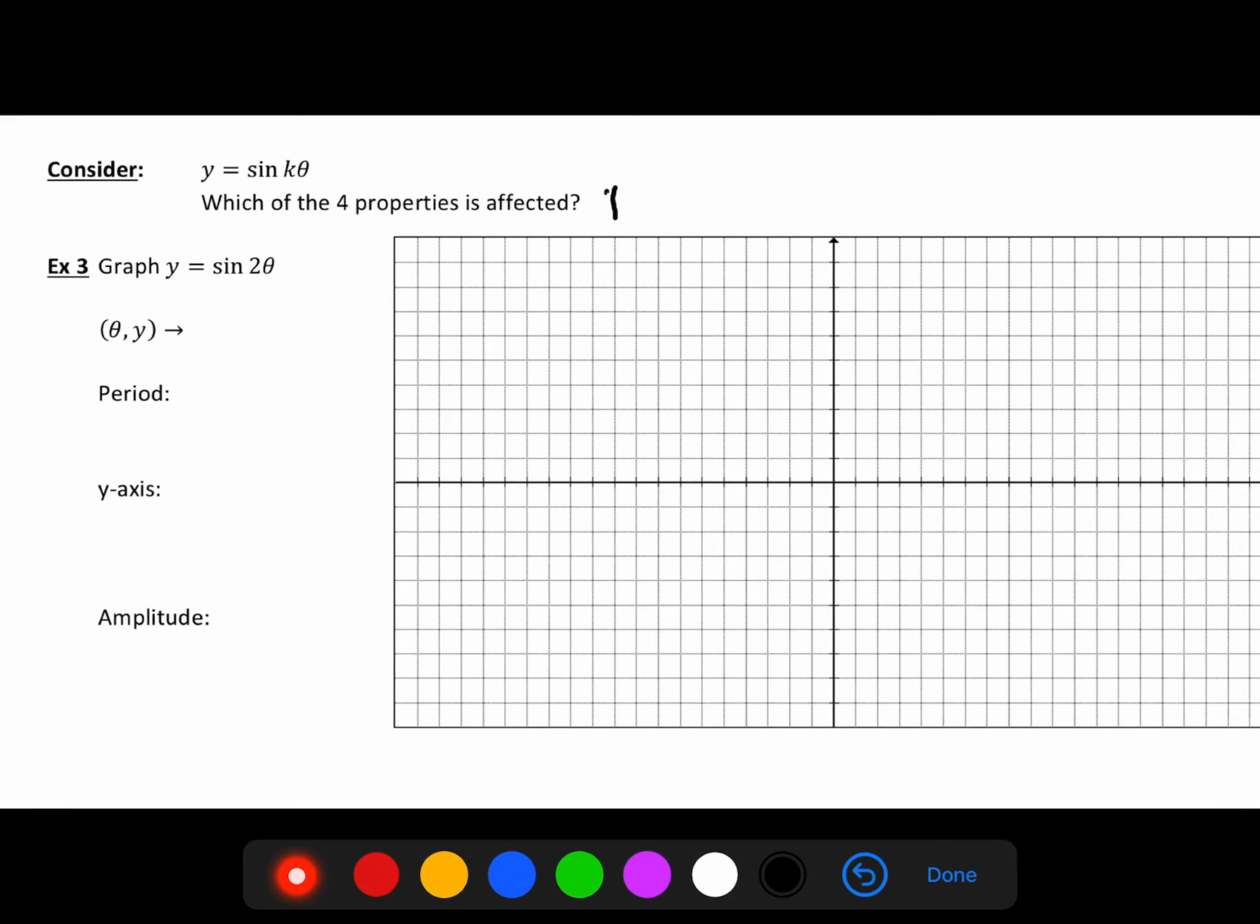Now, if we have a k value out front of theta, which of our properties is affected this time? Well, this is going to be a horizontal stretch or reflection. So this is going to affect our period.